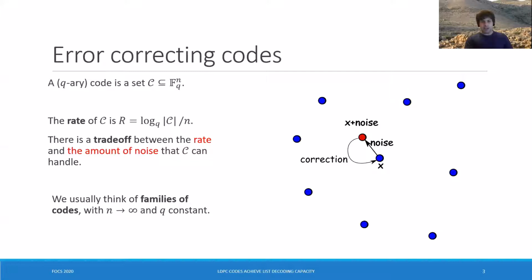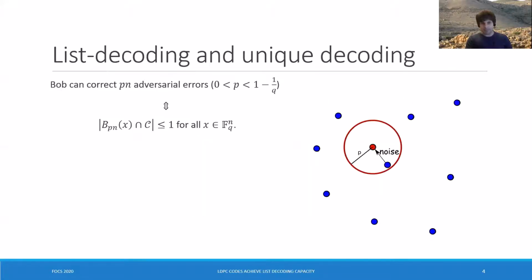Now, throughout this talk, we are always going to think of codes where n is going to infinity and the size of the alphabet q is going to remain constant. Having said that, we can now go on to define what is a list-decodable code. So the noise model we'll work with today is an adversarial noise model with some fixed noise ratio p.